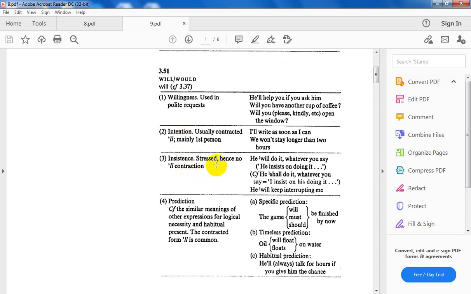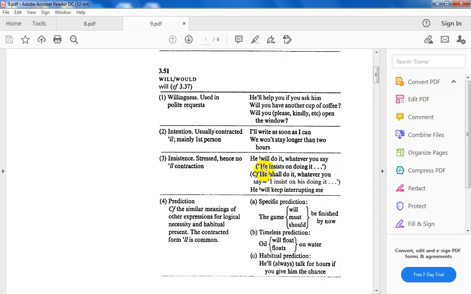Insistence, stress, of course. Hence, no, I can't use the abbreviated will. It is stressed. Look at this, which is very important by the way. He will do it. Whatever you say, he will do it. It means he insists on doing it.